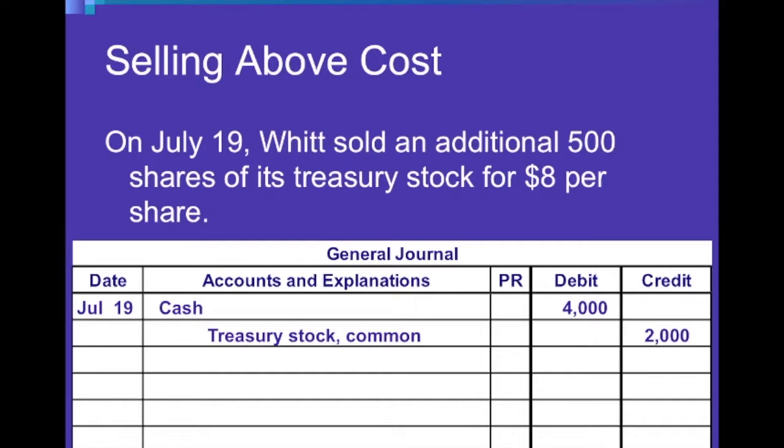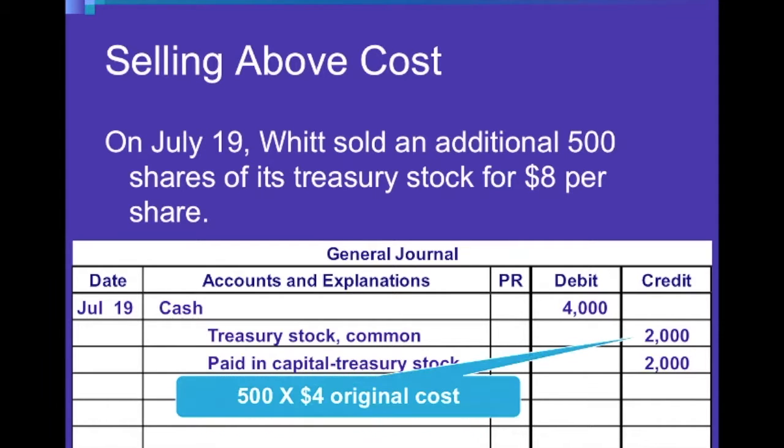This $2,000 is an extra $2,000 that we've received for issuing stock. Just as we've seen all throughout Chapter 13, any amounts received for issuing stock, we always call that paid-in capital. So we're going to credit a new paid-in capital account. This paid-in capital account, though, is specifically tied to treasury stock, so we'll call it paid-in capital treasury stock. It will be created here with this transaction with a credit of $2,000. Remember, that exists because we had to take out that treasury stock common at its original cost of $4 per share.